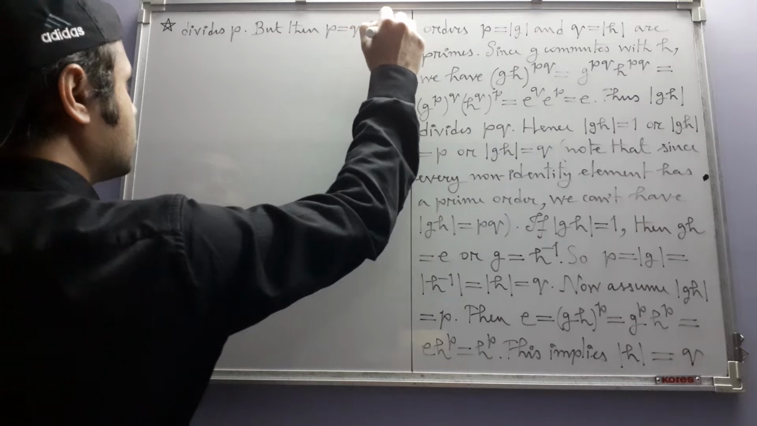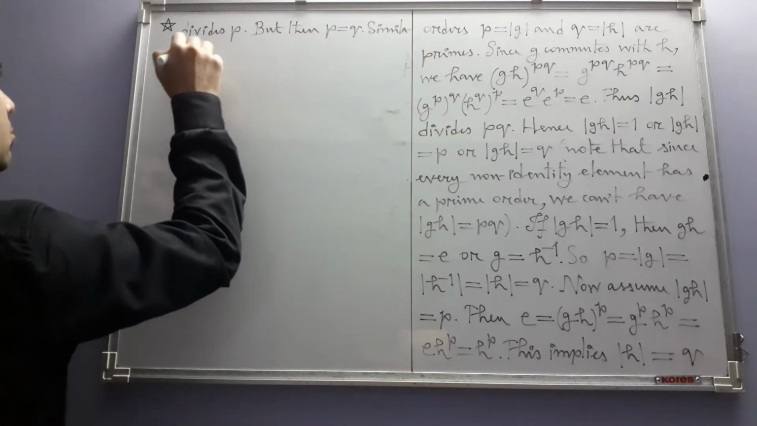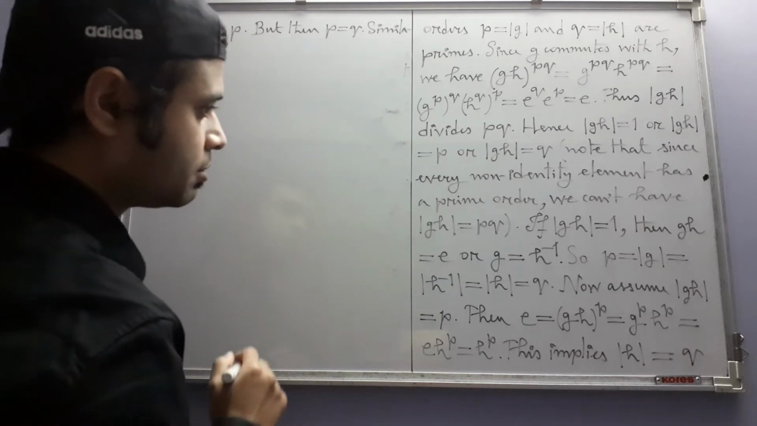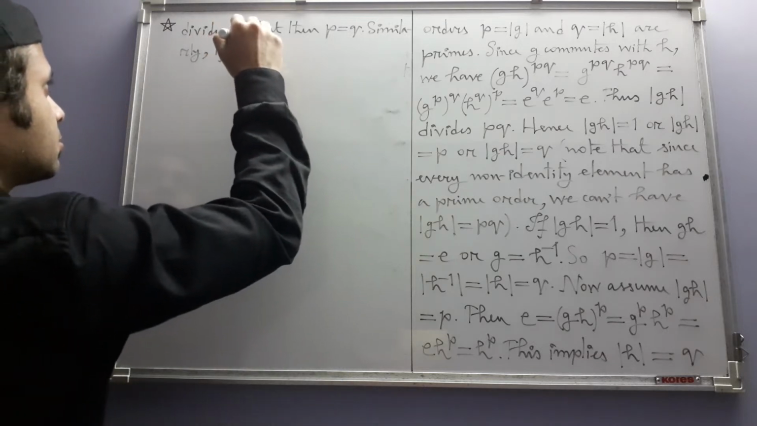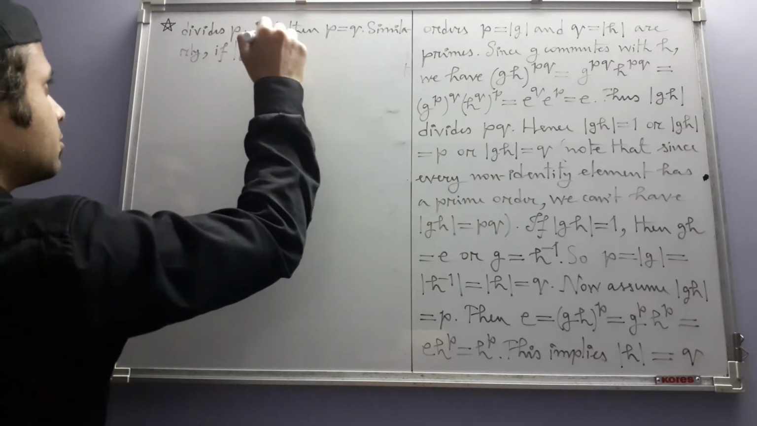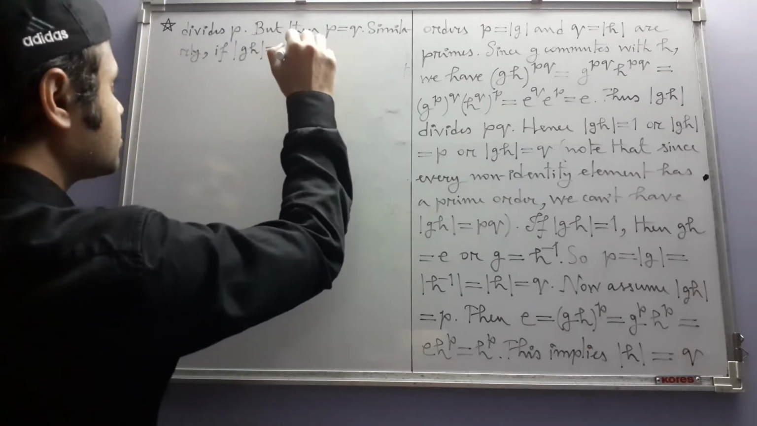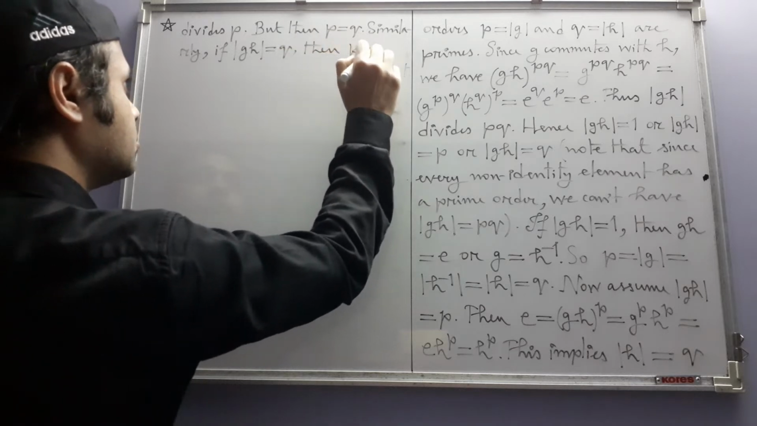Similarly, if order of gh is equal to q, then also p is equal to q.